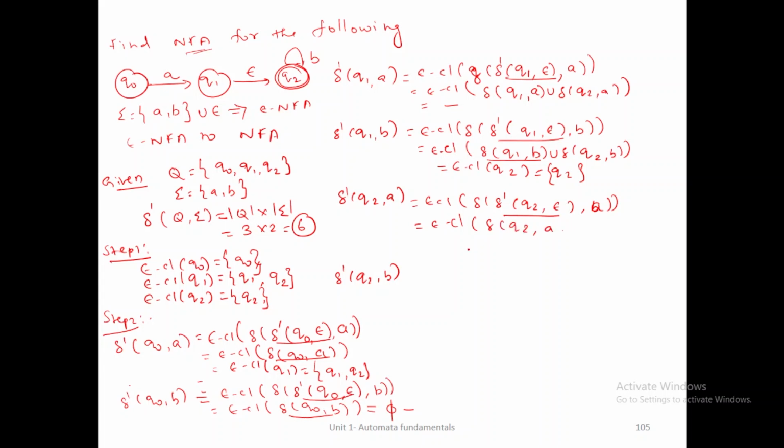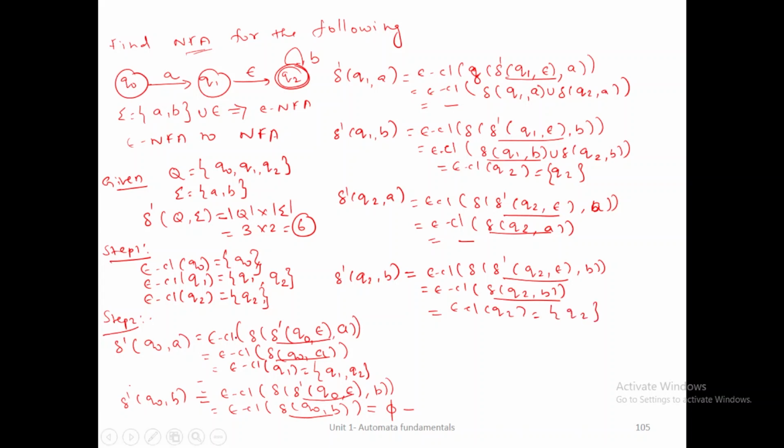So for Q2A, you should check the answer. There is no Q2A value, so this is phi. So there is no state for Q2A for the extended transition function. The next one is epsilon closure of delta cap of Q2 epsilon comma B. Epsilon closure of Q2 epsilon is Q2, so you write it as Q2B. Epsilon closure of Q2B is Q2, which gives the answer as Q2.